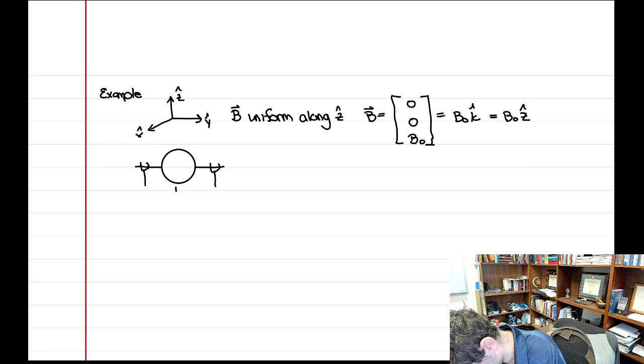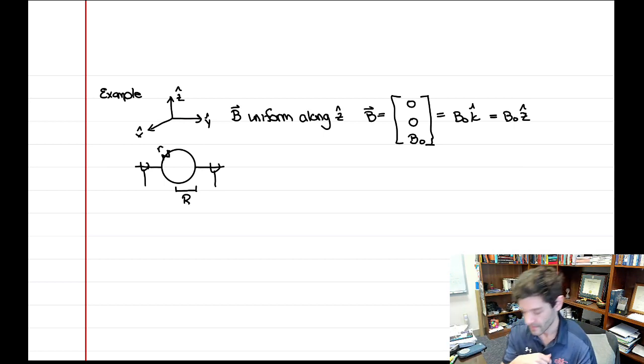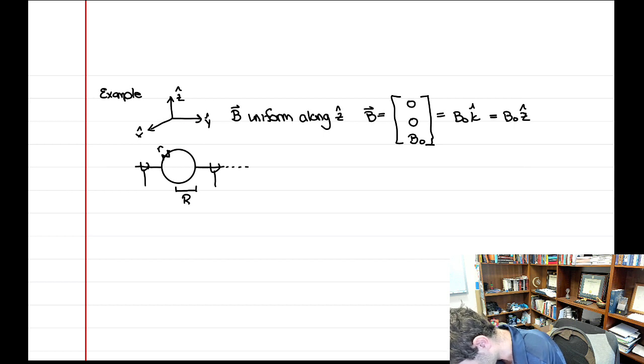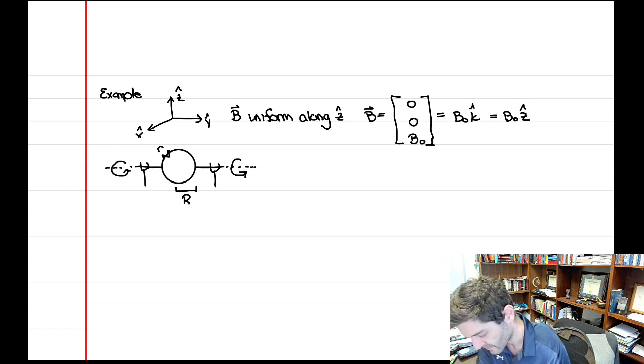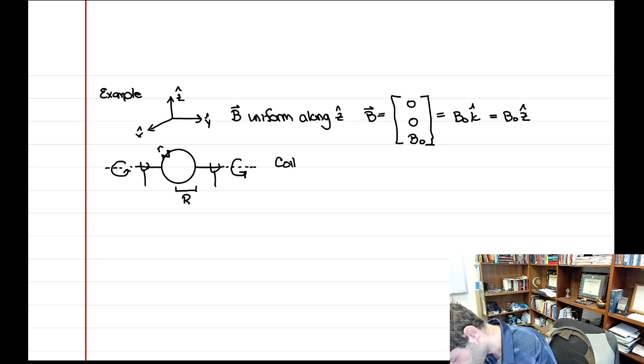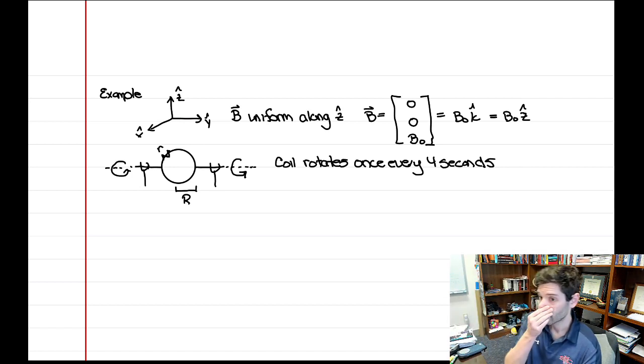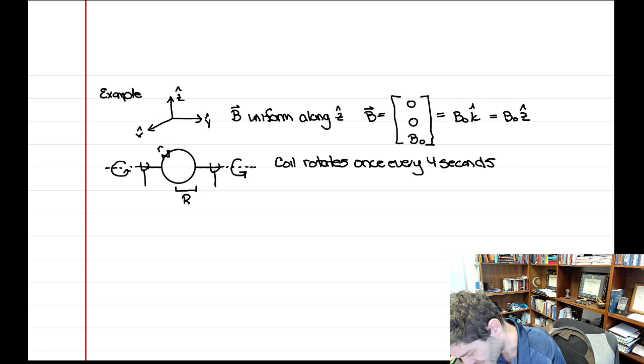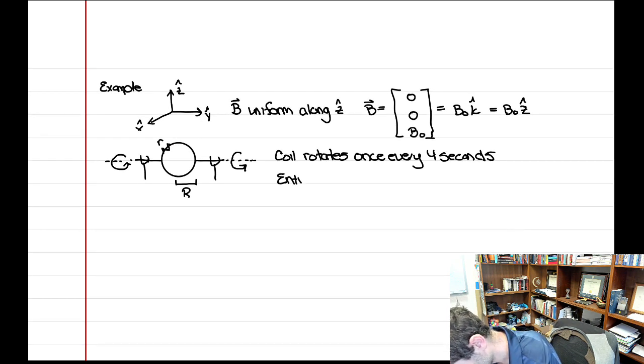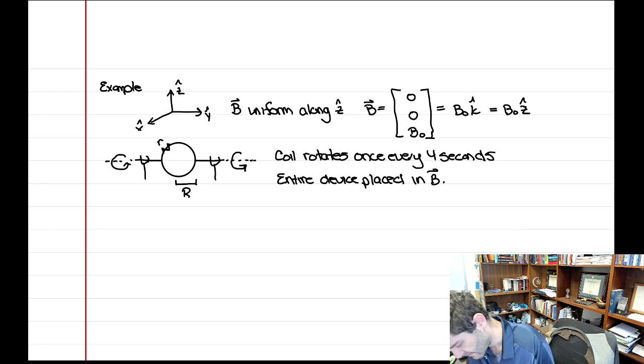It has some radius r. It is a coil that has some small internal resistance. And let's say that through some little motor, we do get it rotating. It starts rotating in that direction. So it's kind of rotating like that. And this coil rotates once every 4 seconds. So it's rotating, and the entire device is placed within the magnetic field. Find the induced current as a function of time.